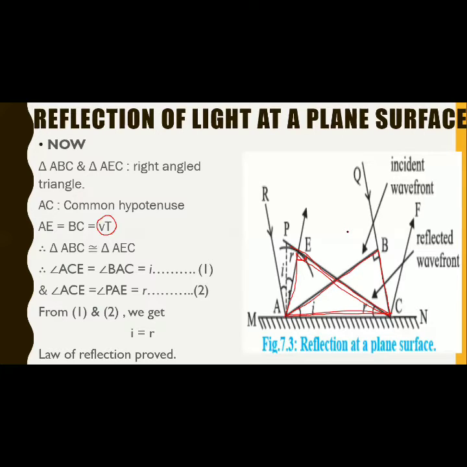Okay, good. So this is the derivation which we started in yesterday's lecture. This is one law which we have completed: angle of incidence is equal to angle of reflection.